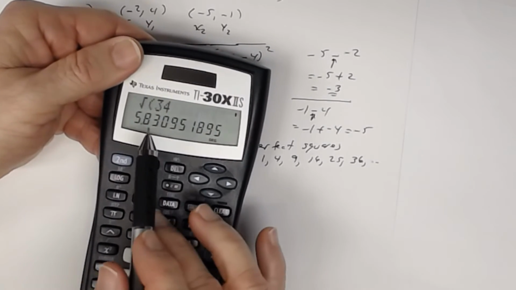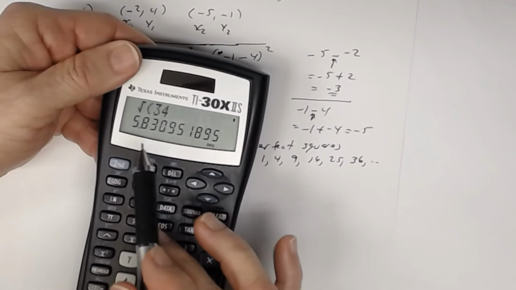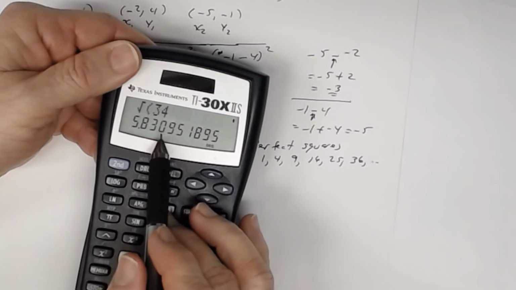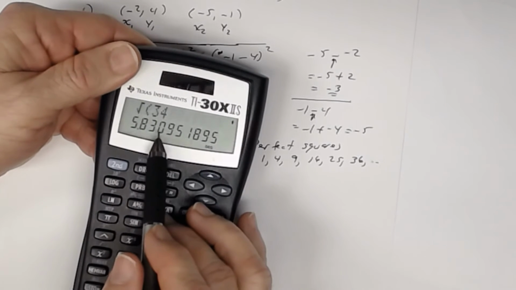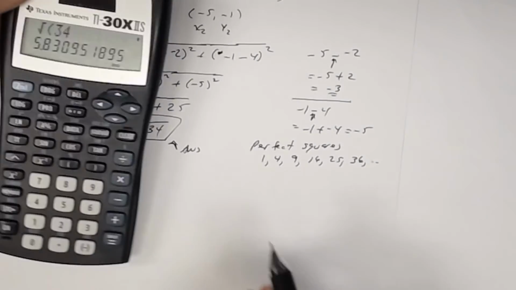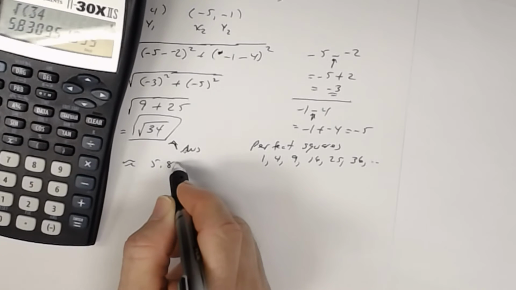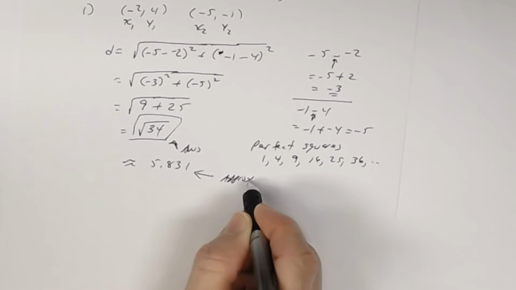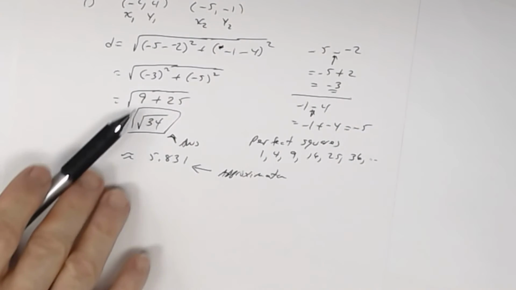All right, now 3 decimal places. So 3 decimal places means 3 numbers behind the decimal point. So 1, 2, 3. So 0 is the 3rd decimal place. You got to look at the next number, though. Since this is 5 or bigger, the 0 becomes 1. So the answer as approximation is 5.831. So that's your approximation. All right. So that's number 1 in terms of distance.